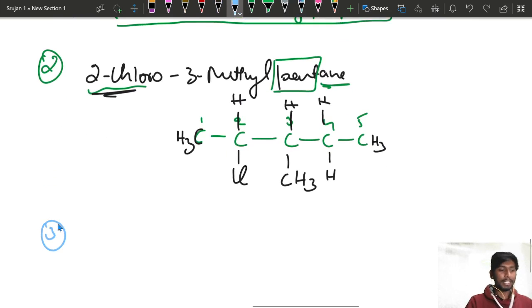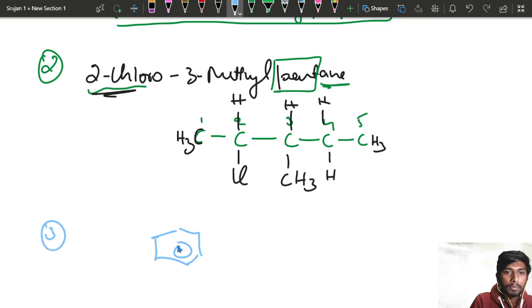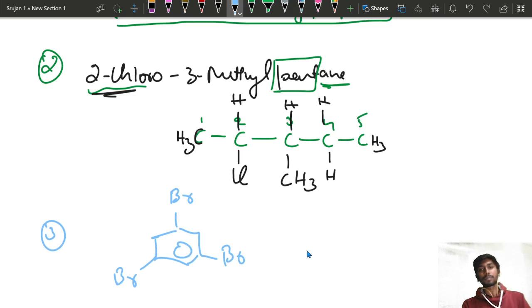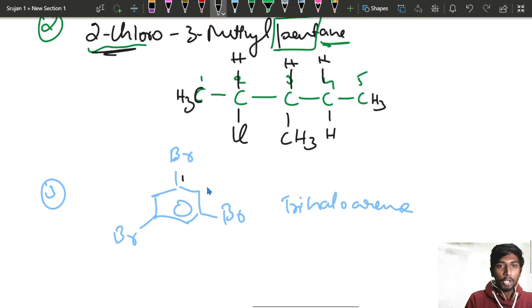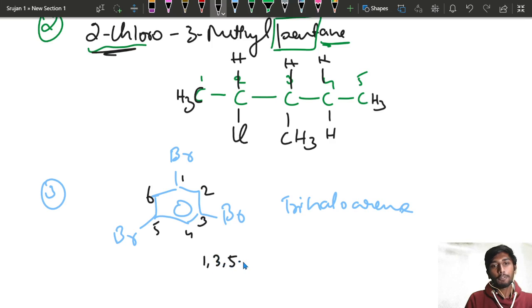Next, I give you one more, an example of the aromatics. If it is this compound, according to the classification, it is a trihaloarene. If you want to label this with its IUPAC name, there are 1, 2, 3, 4, 5, 6 carbon atoms. Go with the substituents first: 1, 3, and 5. How many bromines are there? There are 3 bromines, so it is used as tri.